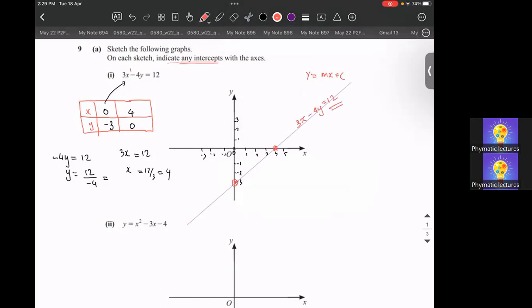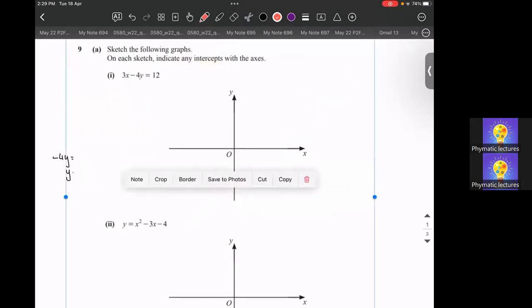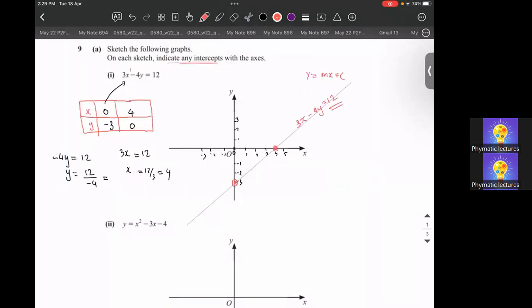Specifically, we should mention the intercepts. So what are the intercepts? The intercepts are (4, 0) and (0, -3). And that is all about that question.